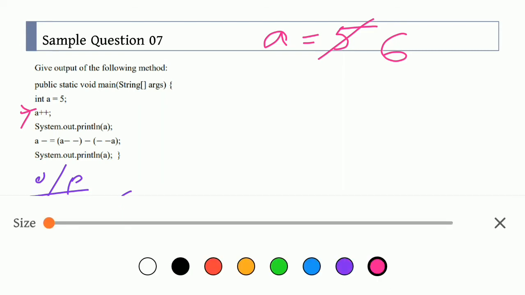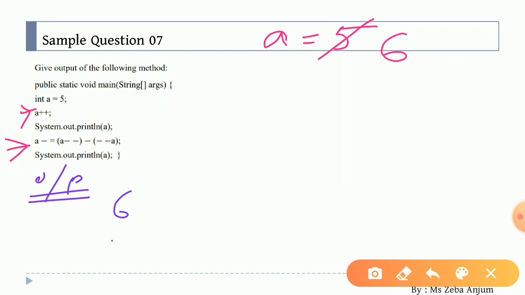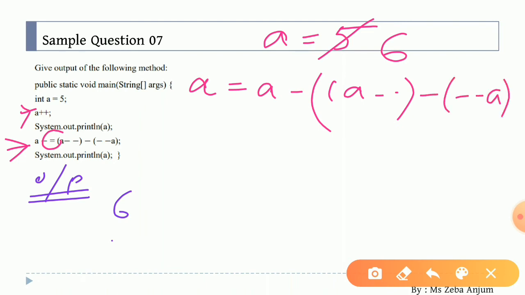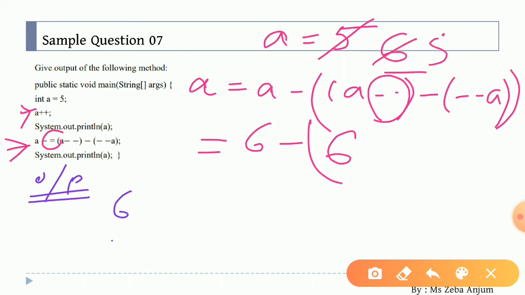Now again see, we are having this expression. Remember, we are having this shorthand operator as well. So firstly you expand this statement, it gives you a equals to a minus and everything in the right hand side portion, a--, then minus --a. Okay, now substitute the values. The value of a was 6 minus bracket a--. Operators are present at the very end. So firstly use the value and then decrease the value.